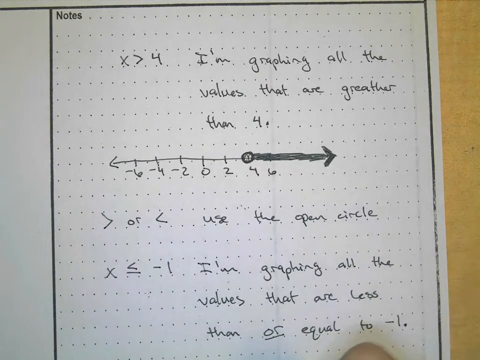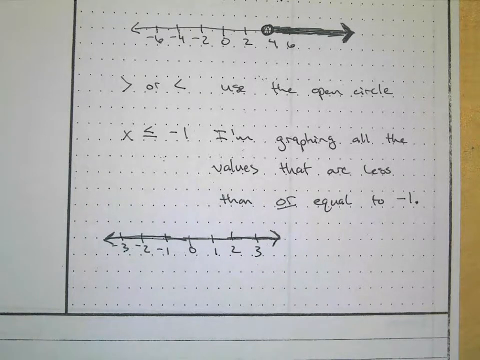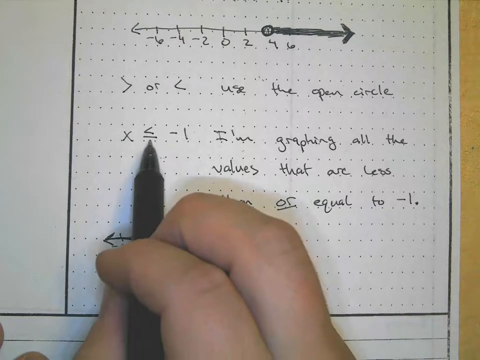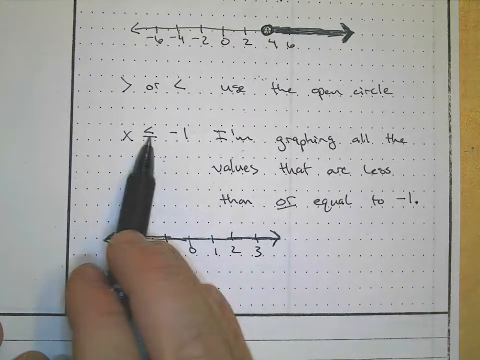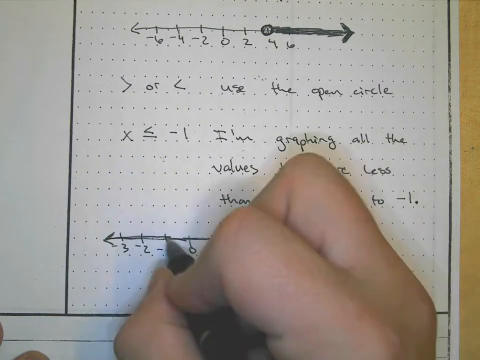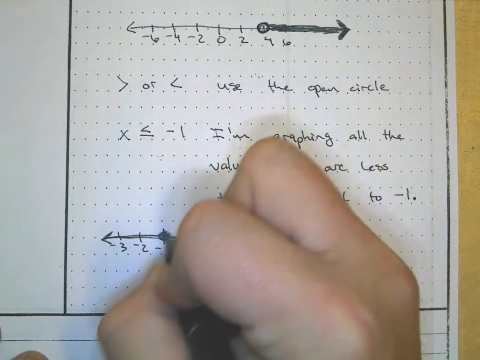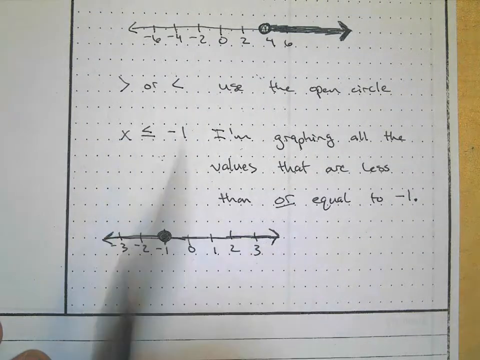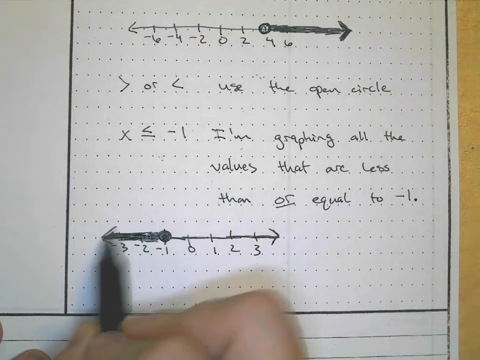So I'll do 0, 1, 2, 3, -1, -2, -3. Now, since I'm equal to, I can't have a void at the number. I want to make sure that I let everyone know that you can also use -1. So what we do to make that happen is we take a closed circle. So I'm going to make sure I have a nice, obvious closed circle at that point. And now that I'm less than, I'm going to shade everything that is less than -1.